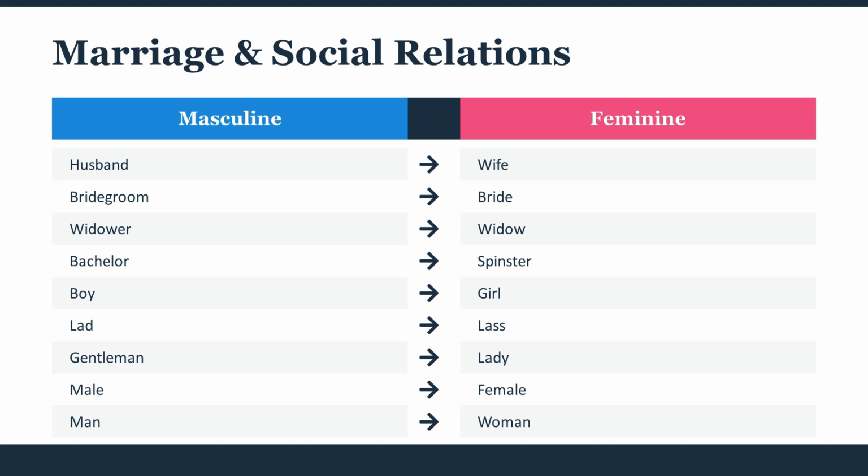Now let us look at noun pairs related to marriage and social relations. Husband is the masculine form, and wife is the feminine form. Bridegroom refers to the man getting married, while bride refers to the woman. A widower is a man whose wife has passed away, while a widow is a woman whose husband has passed away. Bachelor refers to an unmarried man, and spinster refers to an unmarried woman. Boy and girl are the masculine and feminine forms for young people. Lad and lass mean the same as boy and girl and are more commonly used in British English. Gentleman and lady are polite forms of address. Male and female are the general terms used for gender. And man and woman are the most basic masculine and feminine noun pair in English.